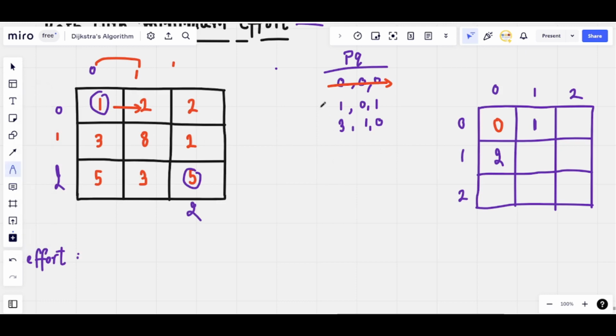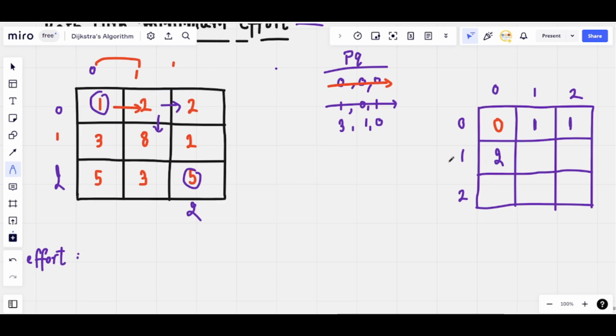Now pop this cell out of the priority queue, that is this one, 0 1, and now from cell 0 1 traverse its adjacent cells, that is cell 0 2 and cell 1 1. So for cell 0 2, the effort to reach cell 0 1 is 1, while the effort to reach cell 0 2 from cell 0 1 would be 0, because 2 minus 2 is 0. So we take the max of these two efforts, we get 1 here.